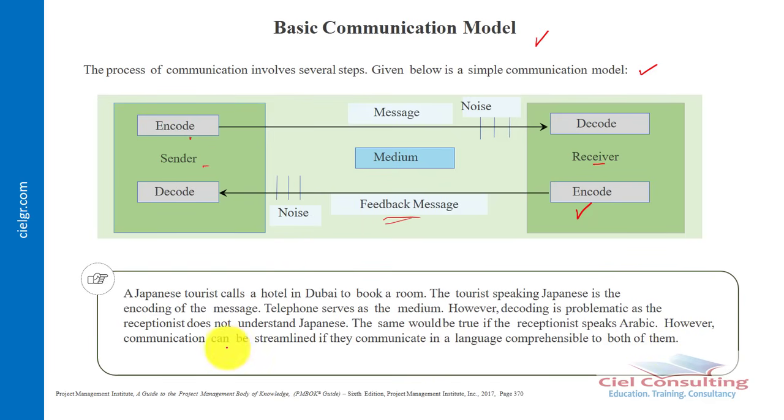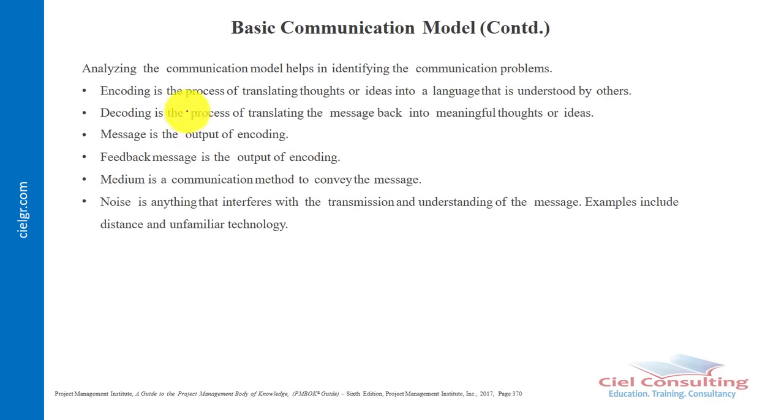So you can see in this case, we have the encoder, which is the Japanese tourist, we have the medium, which is the telephone, and then we have the noise, which is the differences in language. That's why I said the goal of communication should be how to reduce or eliminate the noise. So either you have a translator, or we make sure that the receptionist understands relevant languages, and all of these are ways that will enable us ensure effective communication. Analyzing your communication model helps in identifying the communication problems.